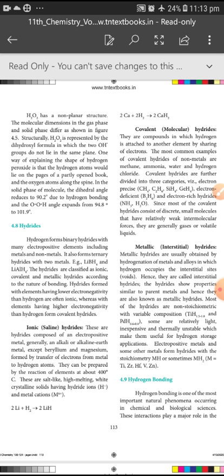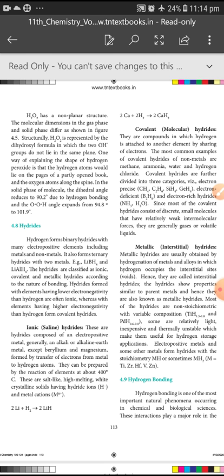Most of the hydrides are non-stoichiometric with variable composition. Examples: TiH 1.5 to 1.8, titanium hydride, and palladium hydride PdH 0.6 to 0.8, which are non-stoichiometric. Some are relatively light, inexpensive and thermally unstable, which makes them useful for hydrogen storage applications. Electropositive metals and some other metals form hydrides with the stoichiometry MH or sometimes MH2.